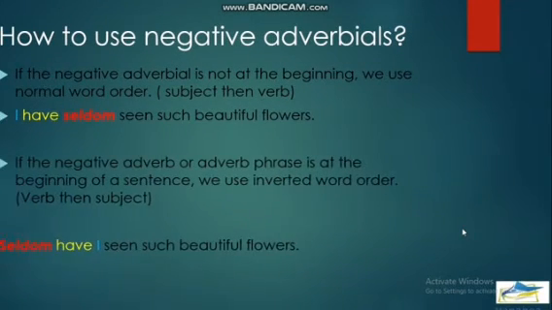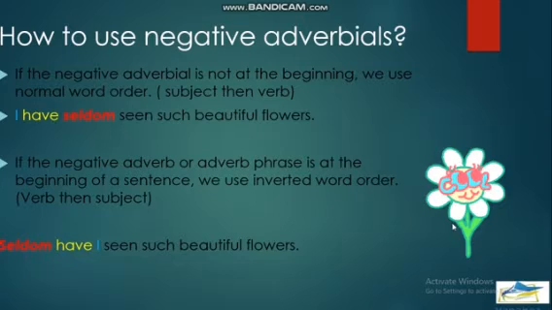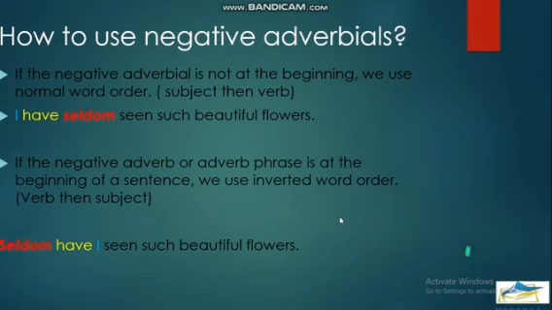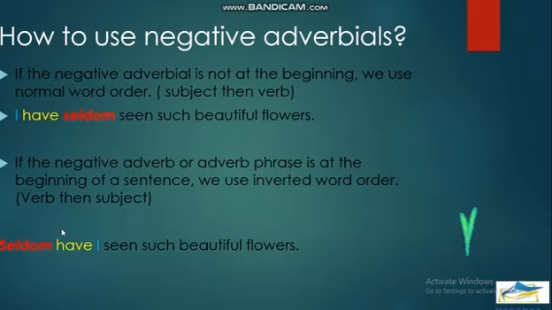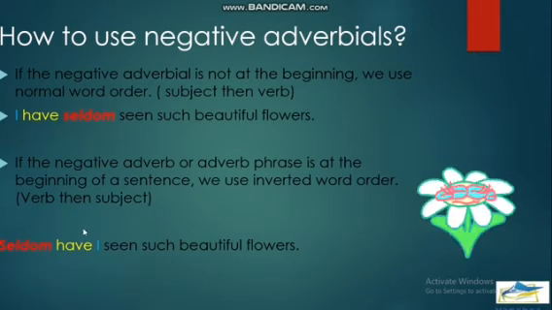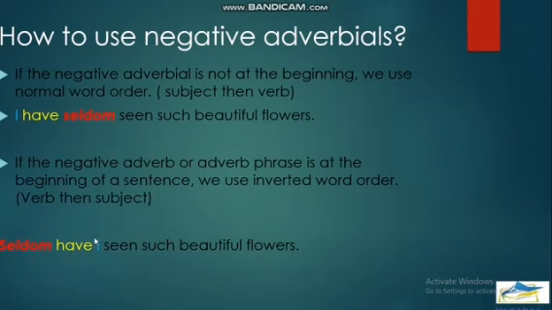If the negative adverb or adverb phrase is at the beginning of a sentence, we use inverted word order, which means that we start with the verb, then the subject. So here I have started with the negative adverbial seldom. So I cannot say seldom, I have seen. I have to invert the order, I have to start with the verb, so I have to use have first. So seldom have I seen such beautiful flowers.